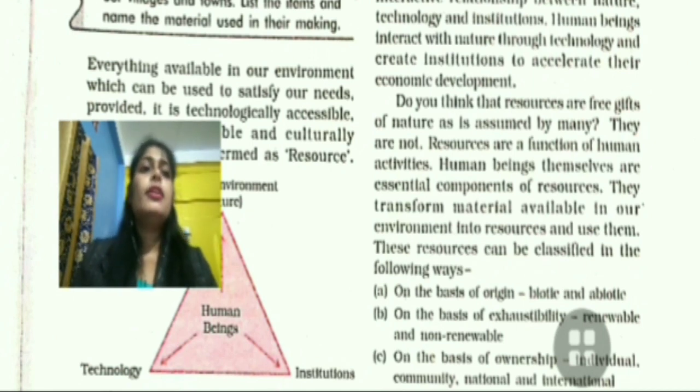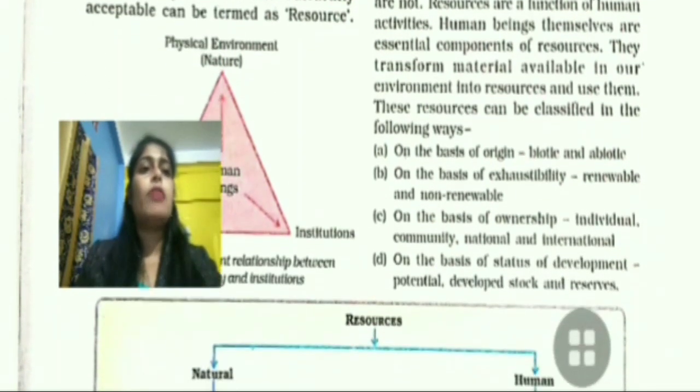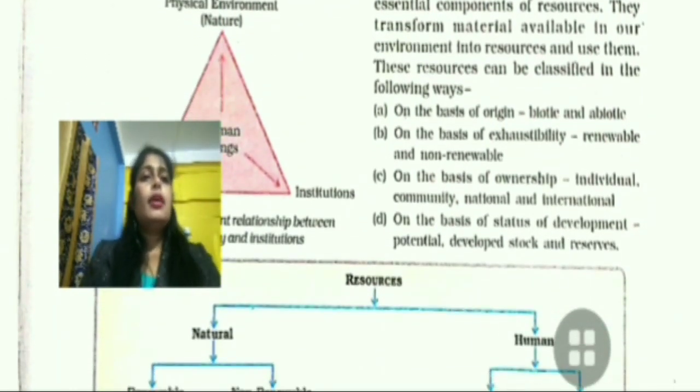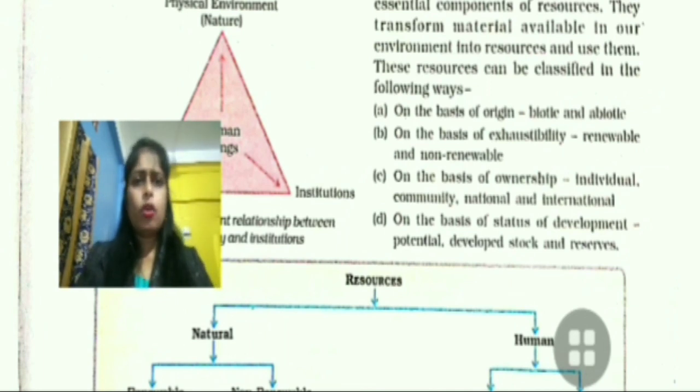Now see what the different classifications given here are, how resources are classified. A, on the basis of origin: biotic and abiotic. On the basis of the origin of the resource, there are two parts, one is biotic and another is abiotic. B, on the basis of exhaustibility: renewable and non-renewable. How are the resources exhausted in nature, in a long-term, continuous process, or does it take a span of millions of years? On the basis of that exhaustibility, resources are divided into two types, non-renewable and renewable resources.